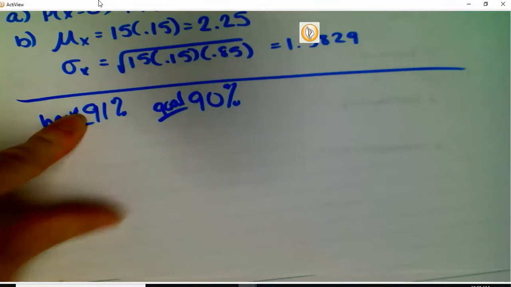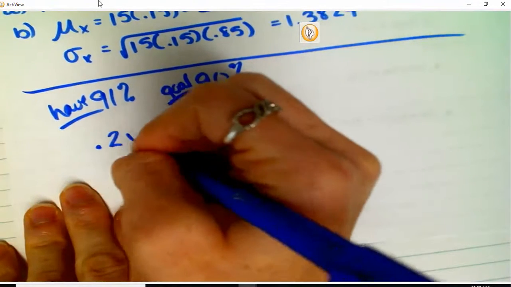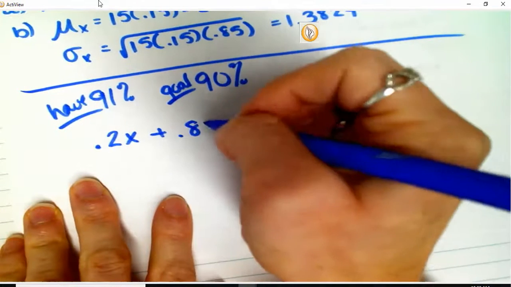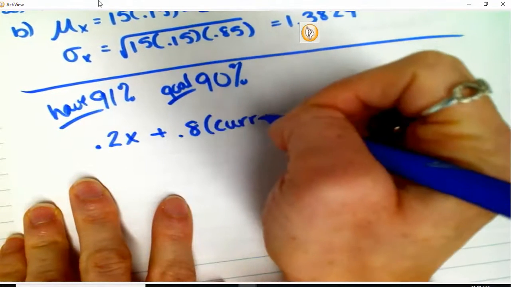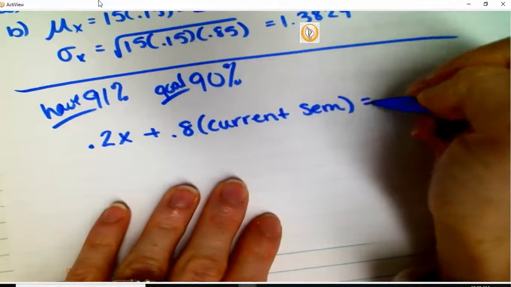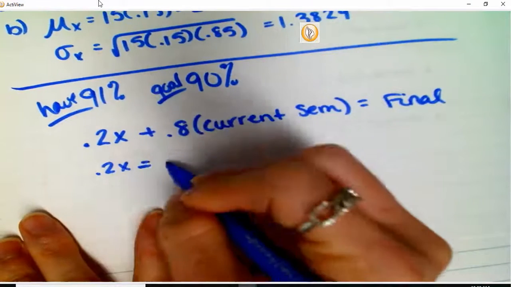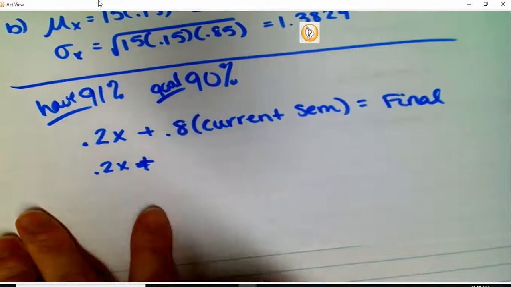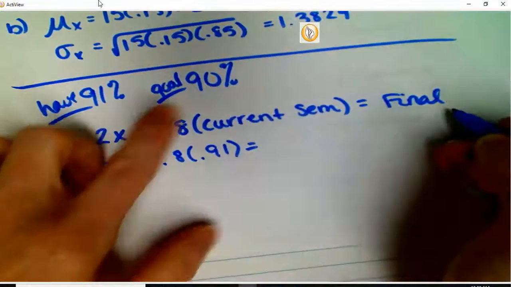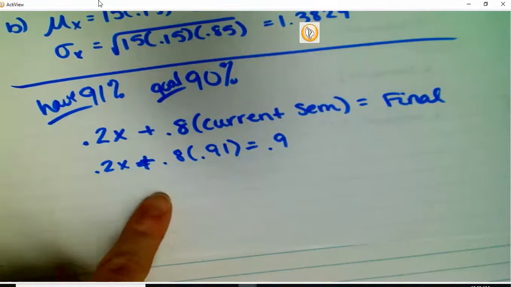So your semester grades show up in CIS. The final is 20%. So when I find your grade, I'm going to do 0.2 times your score on your final plus 0.8 of your current semester grade. So your current grade is 80% to equal the final grade. So if you currently had a 91, you would do 0.8 times 0.91, and you wanted a 90 because you wanted to keep your A, then I would end up solving this equation.